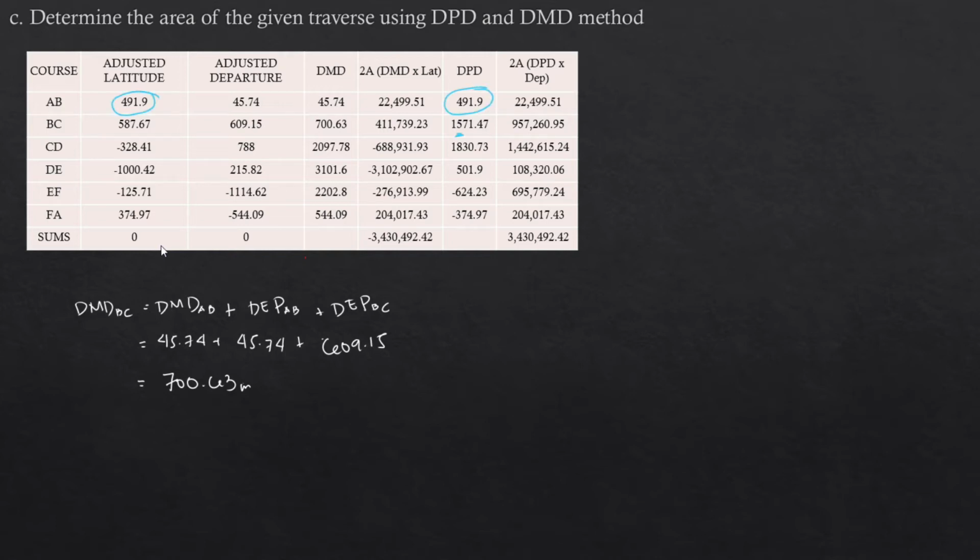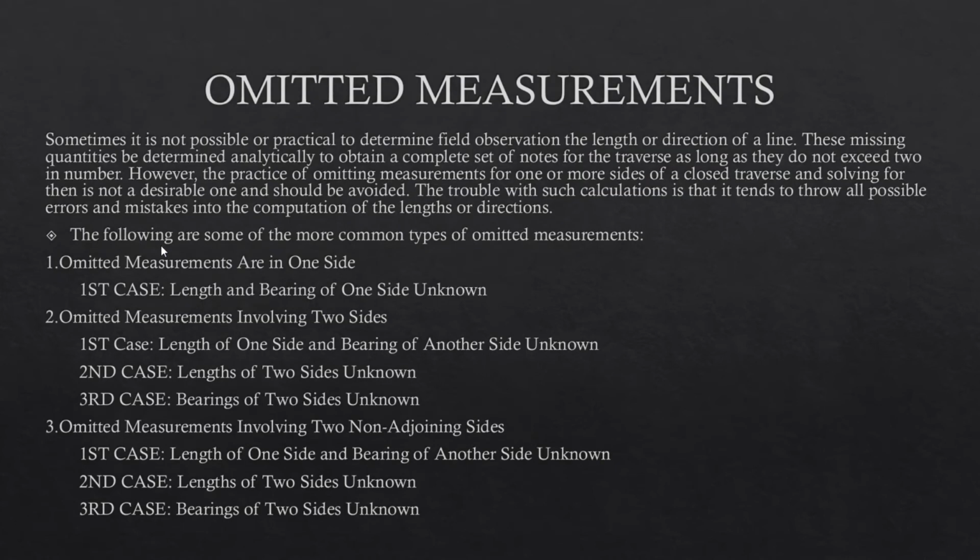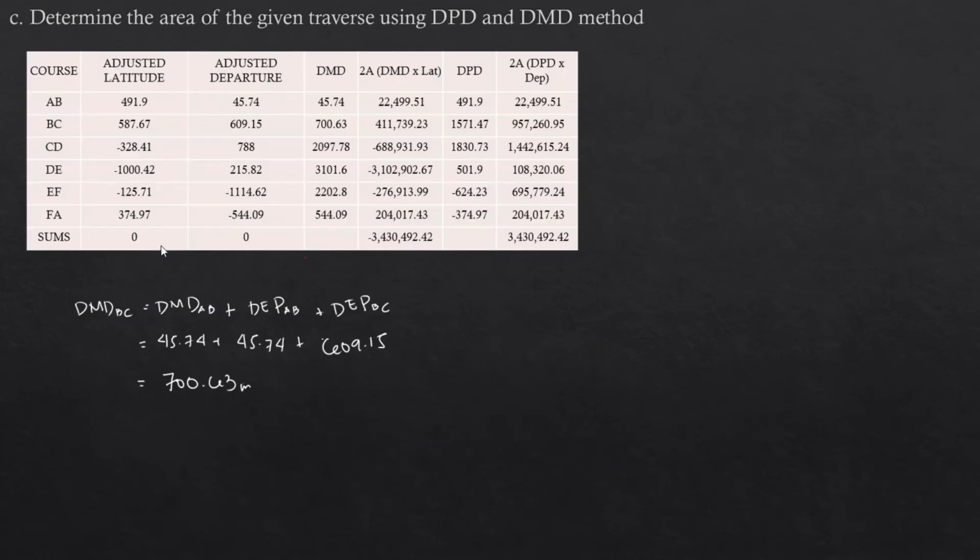Then, yung pagkuha nito is add ito, plus yon. So, parang ganun, ito siya. Add yan, yon. Ang kakalabasan, ito. Okay, so ganun yun. So, yun. Nakuha na natin yung DMD saka DPD. Now, pwede na natin makuha yung area. Kunin natin yung 2A. Di ba yung 2A sabi is DMD times latitude, then DMD times departure.